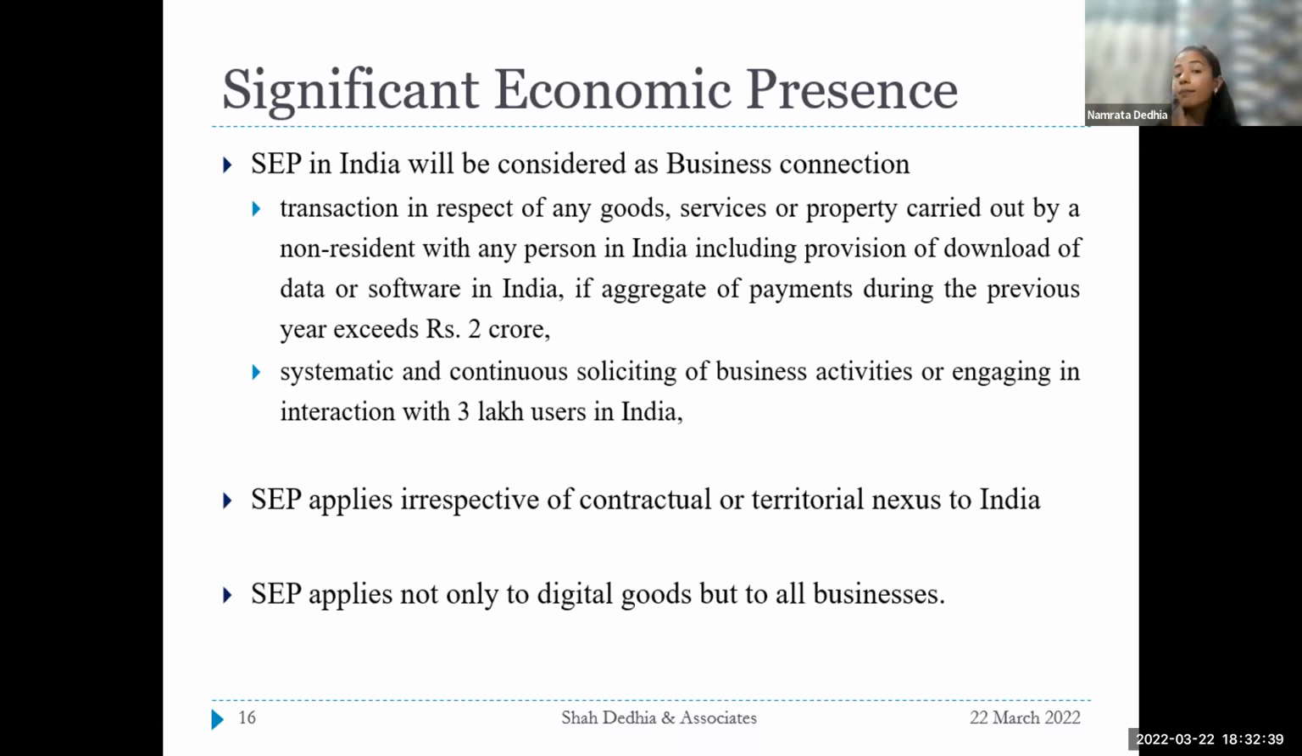You can consider the transaction of import and go and read the definition again. What does it say? A transaction in respect of any goods, services, or property carried out by a non-resident with any person in India if aggregate of payments during the previous year exceed 2 crores. Now, an import transaction exceeding 2 crores will fit within this definition, and therefore a mere import of goods by a person in India from a non-resident exceeding 2 crores will become SEP, will be considered as a business connection, and income attributable thereto will be taxable in India. So this has major implications when it comes to trade with India.